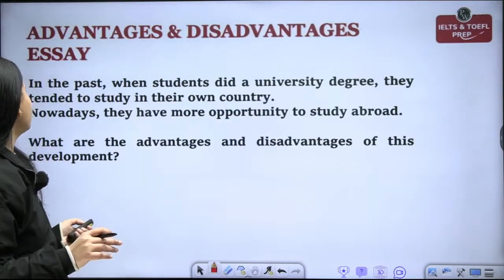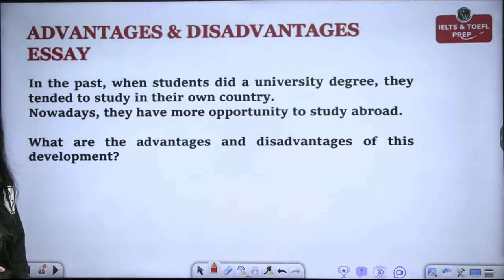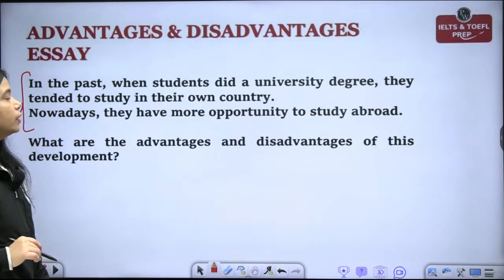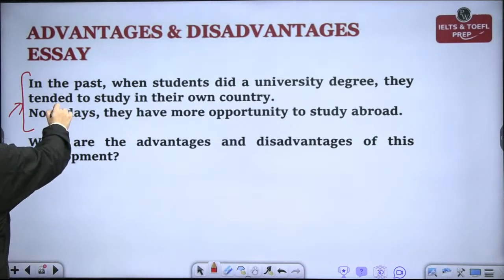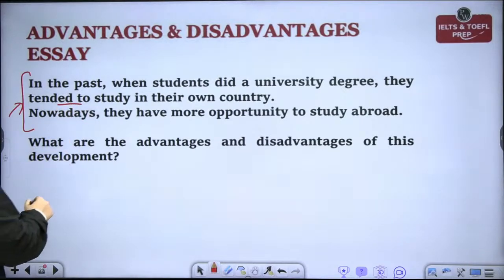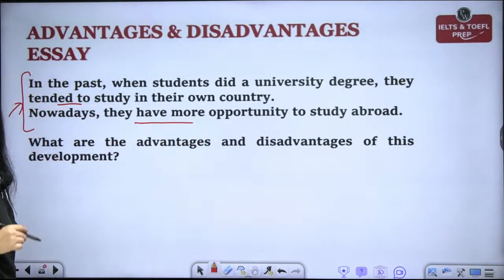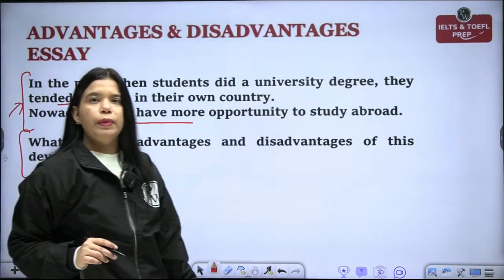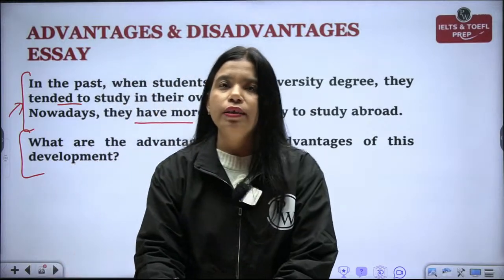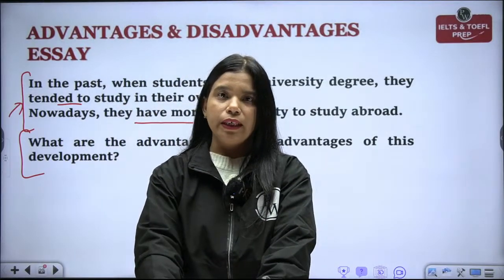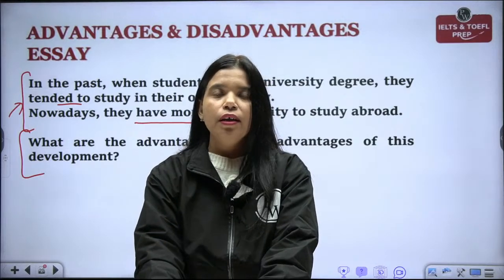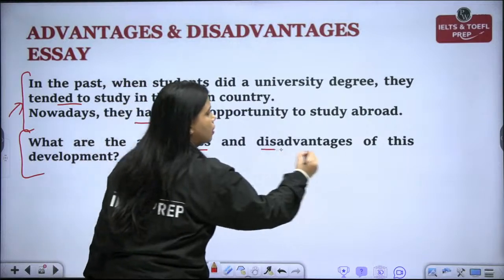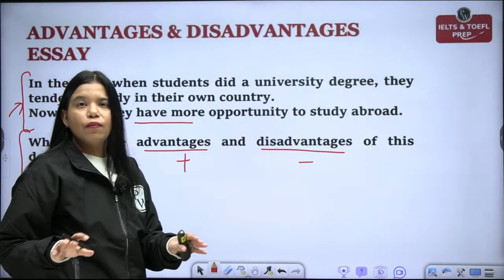Moving on, advantages and disadvantages essay. All right. It says, in the past, when students did a university degree, they tended to study in their own country. Nowadays, they have more opportunity to study abroad. What are the advantages and disadvantages of this development? Now, in advantage disadvantage essay also, there are 2 to 3 possibilities. This is your possibility number 1. जहाँ पे सिर्फ क्या पूछा जा रहा है, they are only asking for advantages and disadvantages. They are not asking for your opinion.